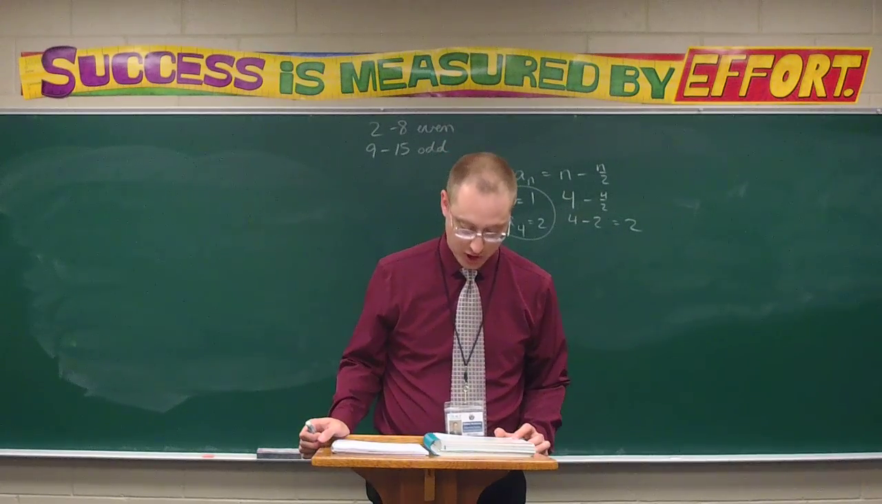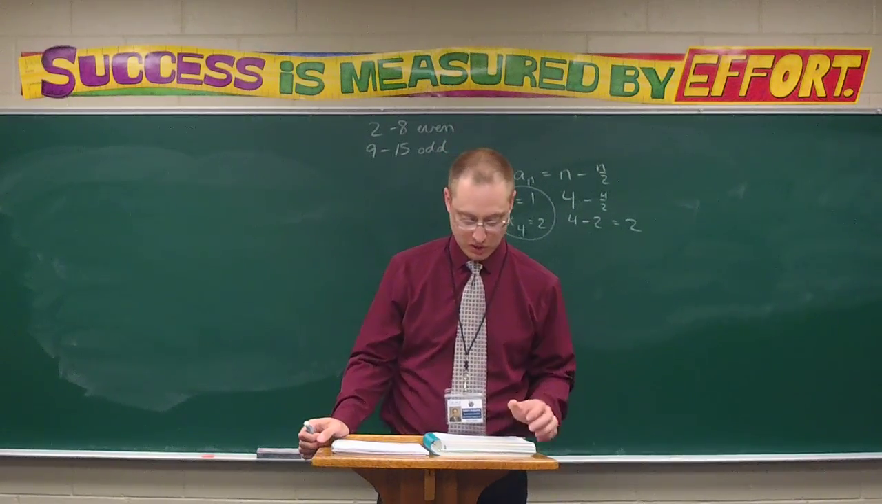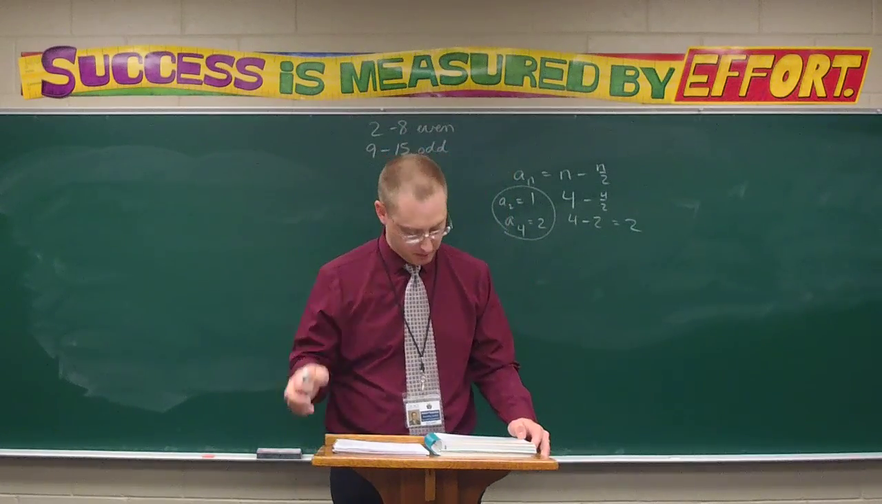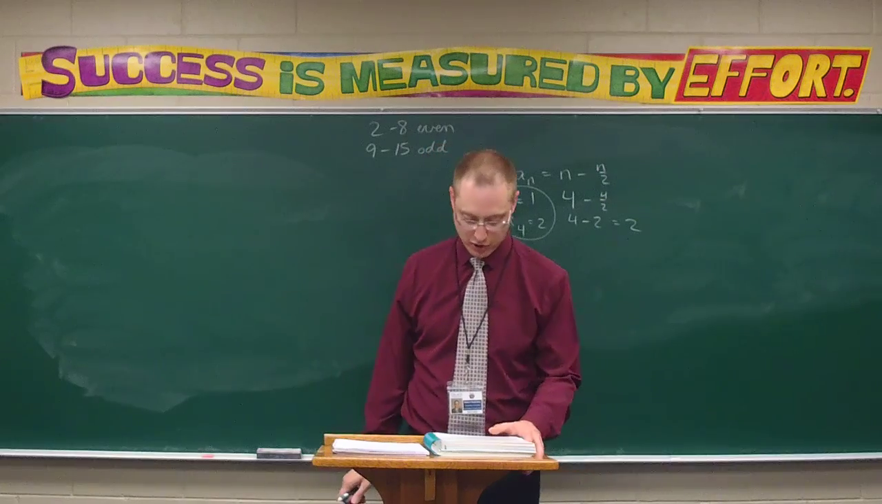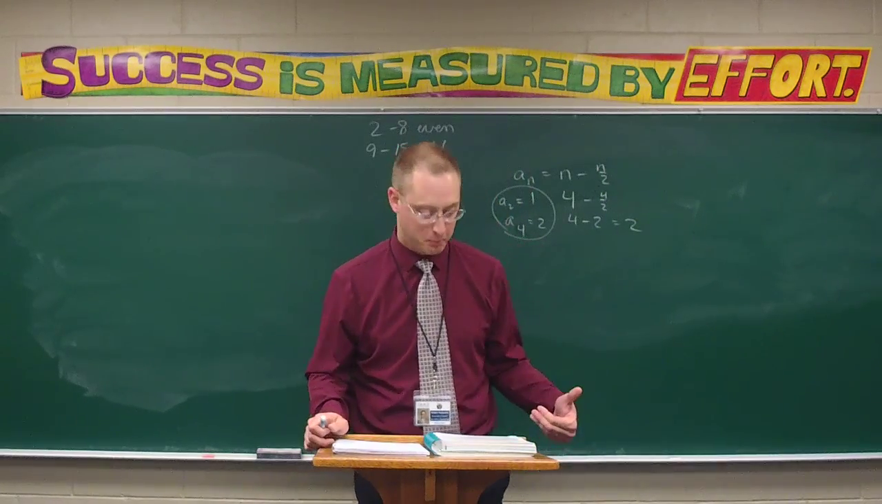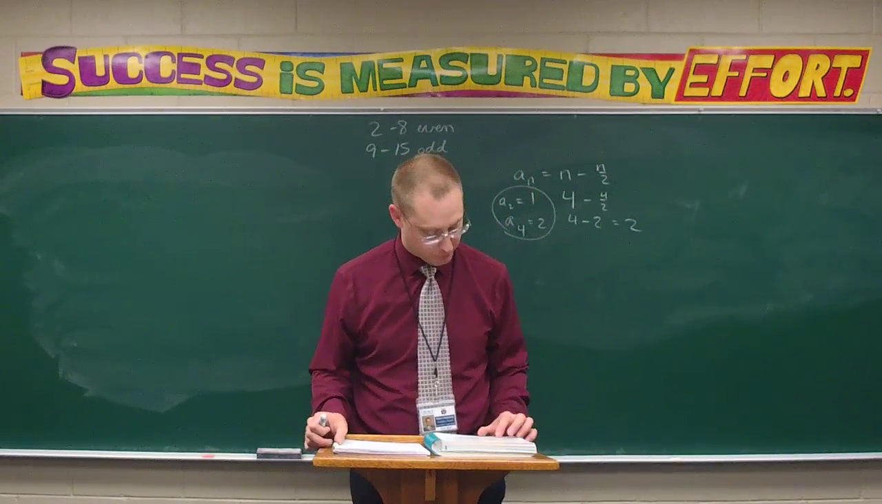Number 11, the first 3 terms of that sequence by that algorithm there. Brandon? 5, 8, 20. Good. 5, 8, and 20 are the terms. Again, you're going to take 3 away from the previous and then multiply that by a 4.